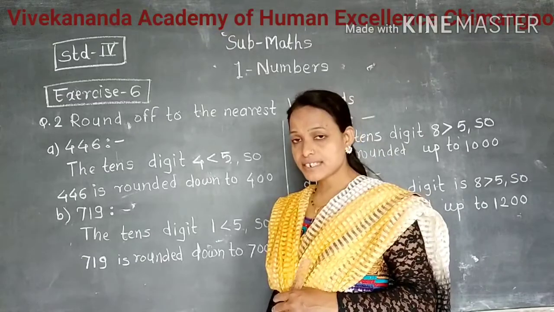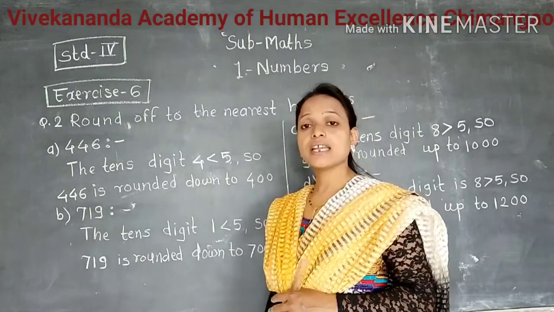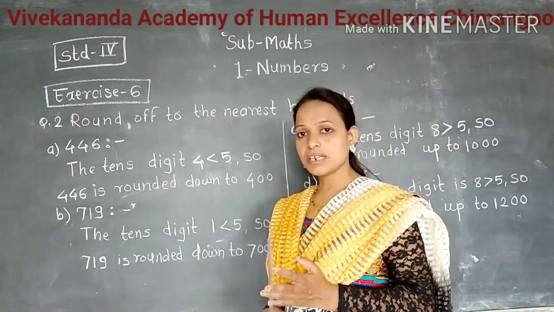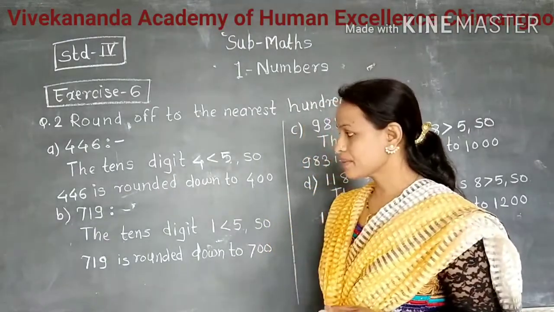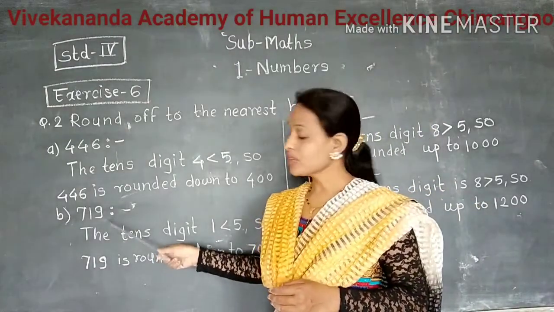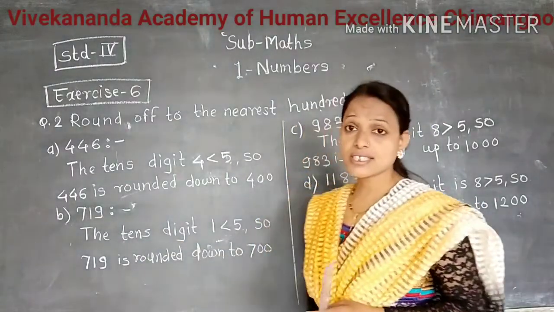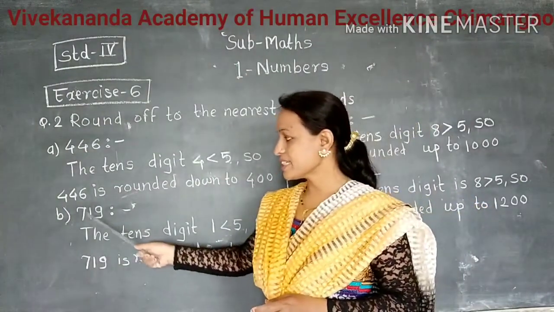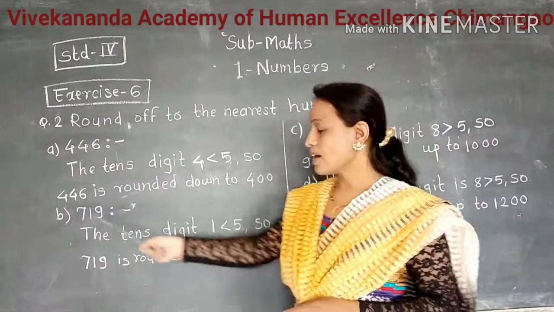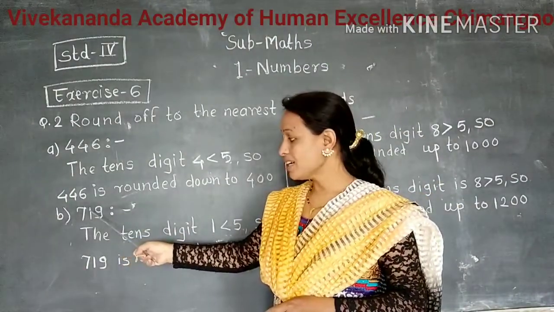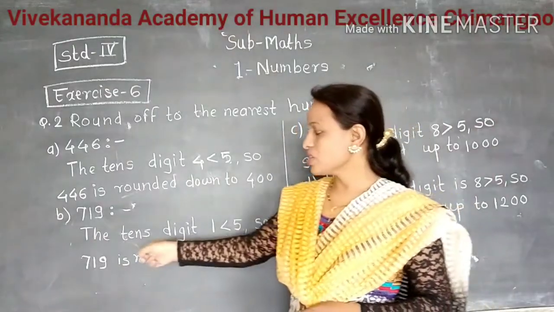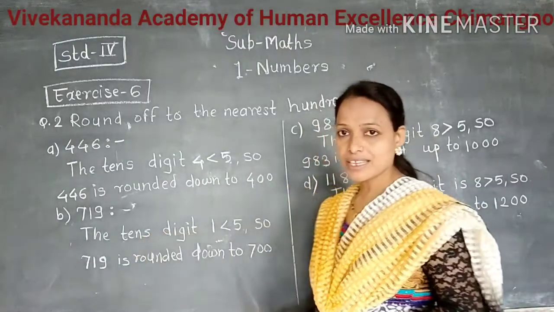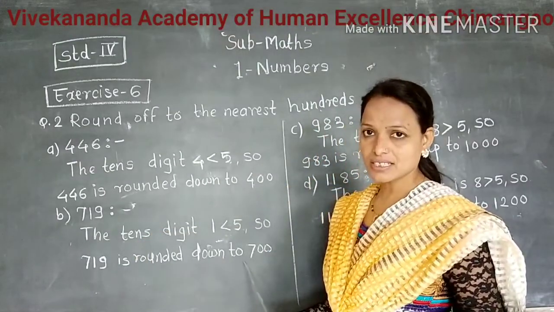Understood? If the tens digit is less than 5, then replace the one's digit and tens digit by 0 and the remaining keep the same. Next number 790. Here also the tens digit is 1, which is less than 5. So replace the one's digit and ten's digit by 0 and the remaining keep the same. So here 1 is less than 5. So 9 is replaced by 0, 1 is replaced by 0 and 7 remains the same, as it is 7.